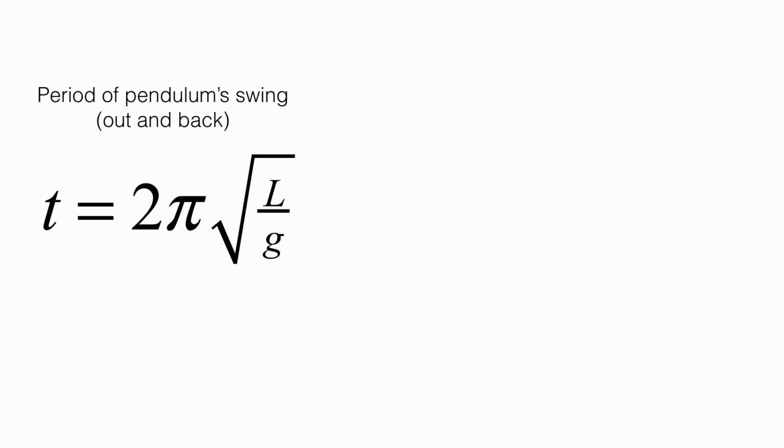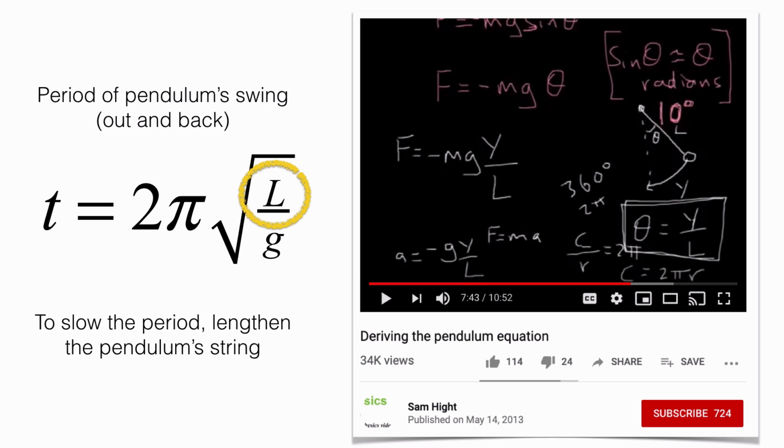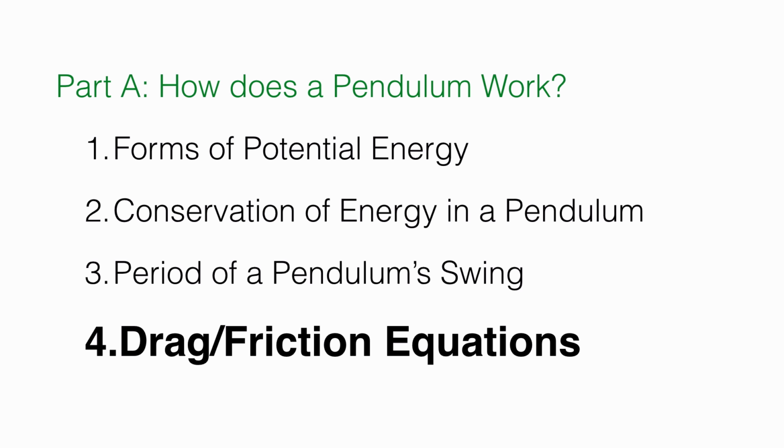All right? And the formula is kind of interesting looking, but it's fairly simple, and it's a really incredible formula to derive. So this fellow, Sam Hite, does a really nice job. It's an 11-minute long video, but definitely check that out. But the important thing, for our purposes, is that the only thing that you can manipulate in this formula is L, or the length of the support string or the wire. So if you want to have your pendulum go slower, have a slower period, you simply make the wire longer.